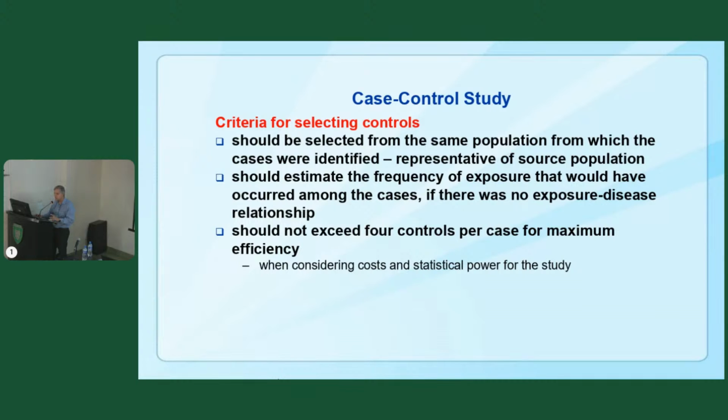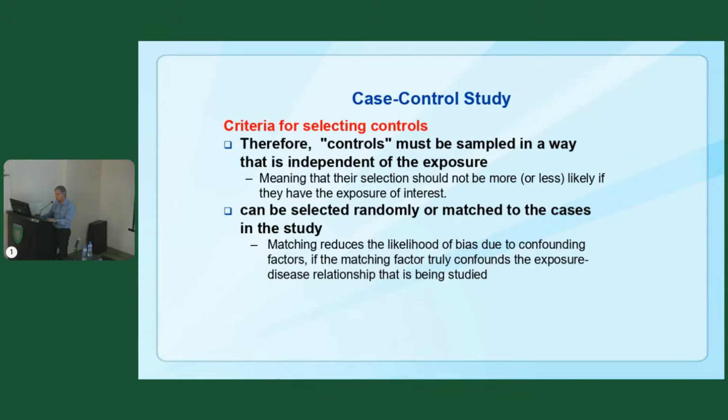It's maximum 4. For most purposes, 2 to 1 does the job. 3 to 1 is excellent. 4 to 1 is the maximum you should have, maybe for power. If your number of cases is too small, you're still going to have a problem. You need a reasonable number. We're not going to get into that discussion of power for case control. But again, consider the fact that you don't need more than 4 controls per case.